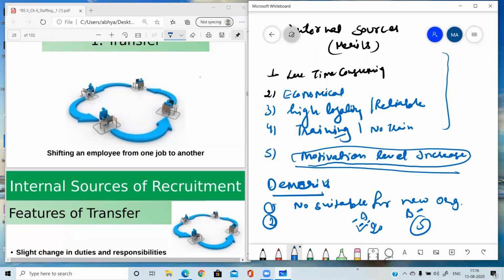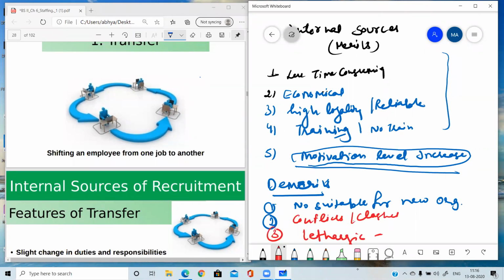So if the promotion policy is not correct, not strong, in that case there may be clashes or conflicts among the employees. If 10 are waiting for the promotion and only one has got the promotion, there may be conflicts or clashes among the employees. Next, sometimes like in government department, if it is clear that they will be getting promotion on the basis of seniority, the senior employees will not be doing any task, so they will become lethargic, because they know that the promotions will be conducted on the seniority basis.